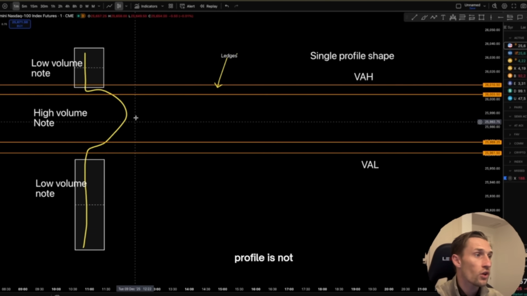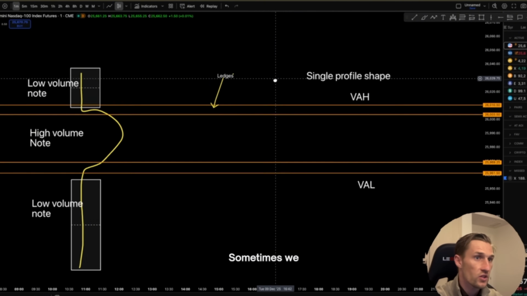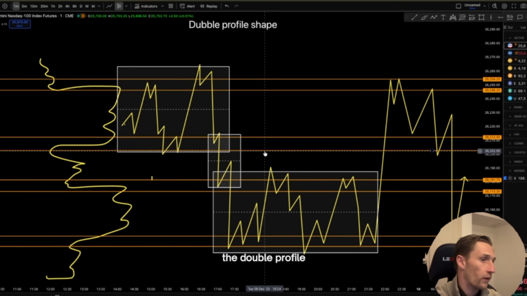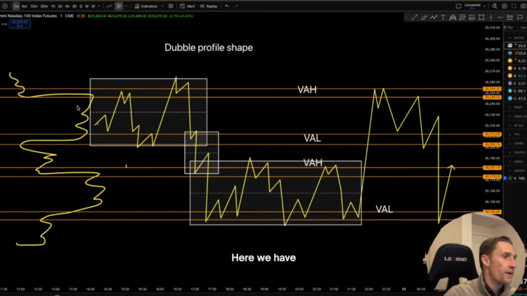But the volume profile is not always looking as clean as this. Sometimes we have it a bit more like this. And that is called the double profile shape. The double profile shape, here we have two high volume nodes. And as you can see, we are trading in this area in balance. But then we have a small imbalance, and then we are starting to trade in balance again. Here we have a small imbalance again, balance, imbalance, balance. So as you can see, now you can understand why price is only trading 30% of the time in imbalance, because most of the time we are just trading inside ranges.